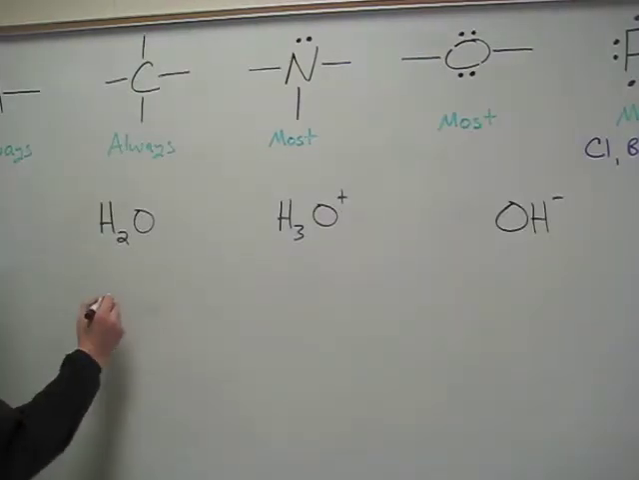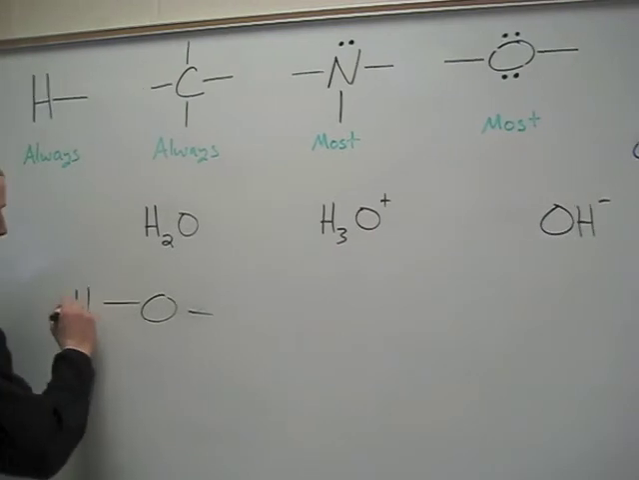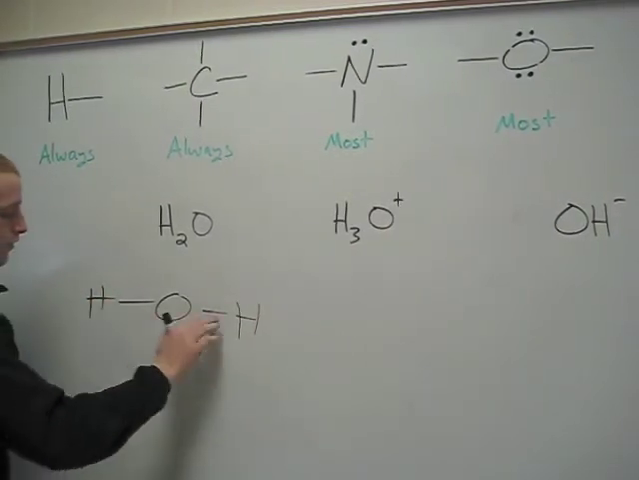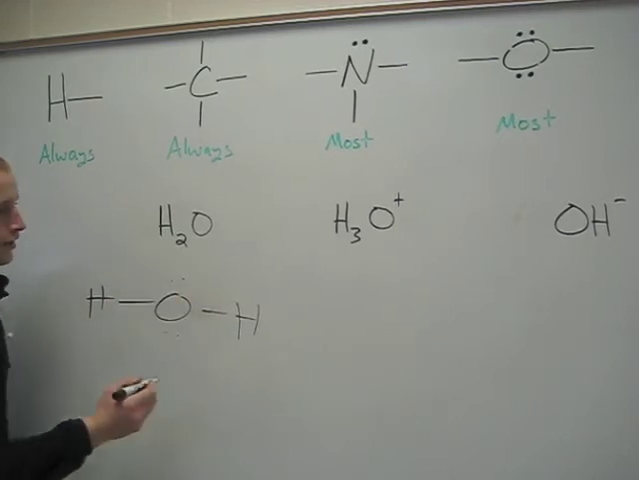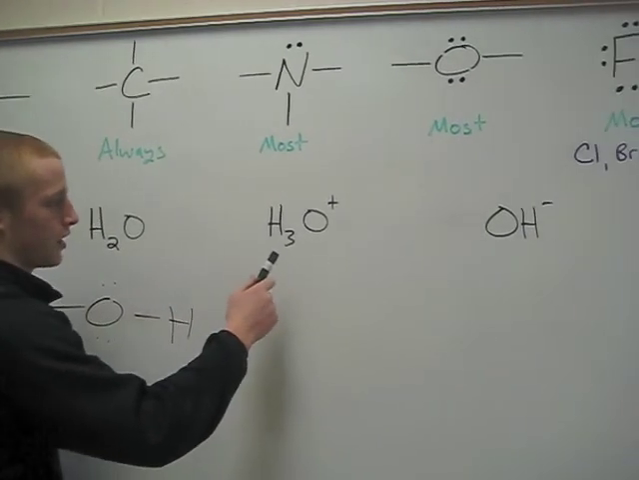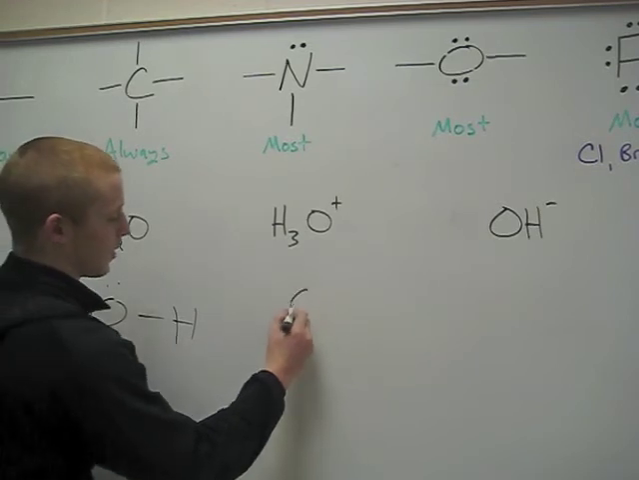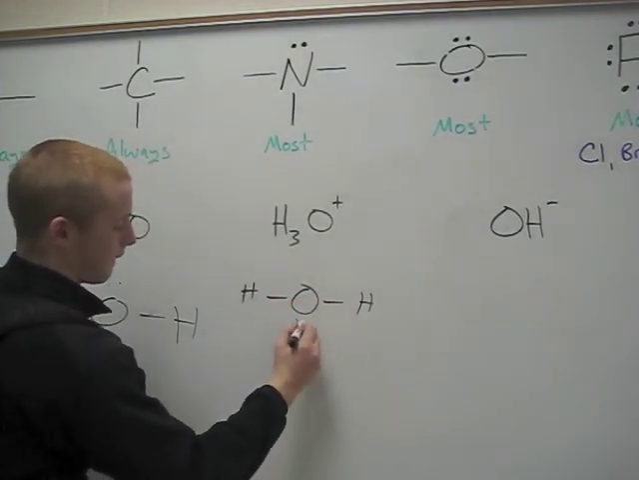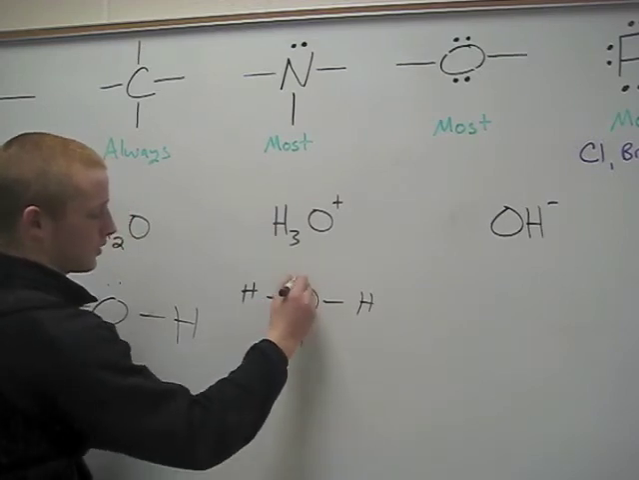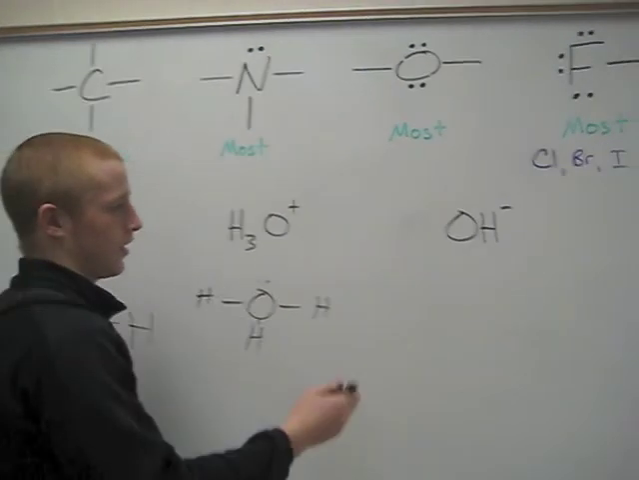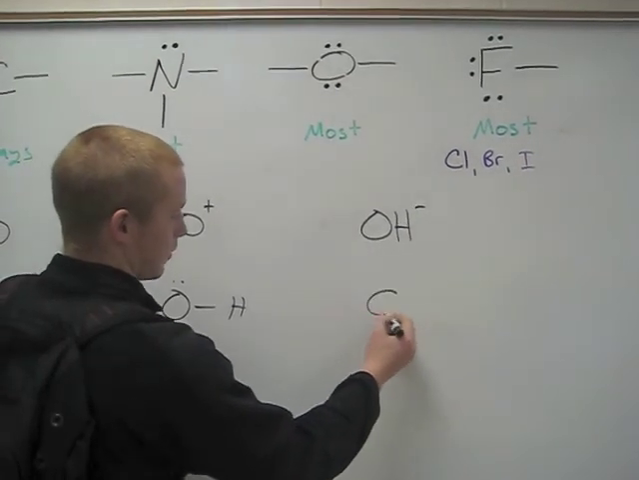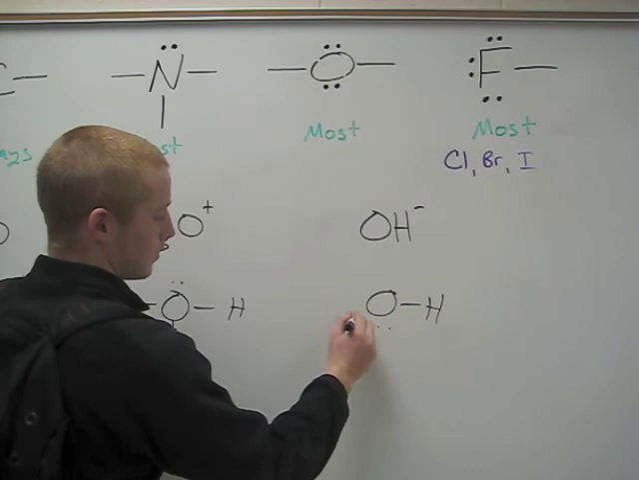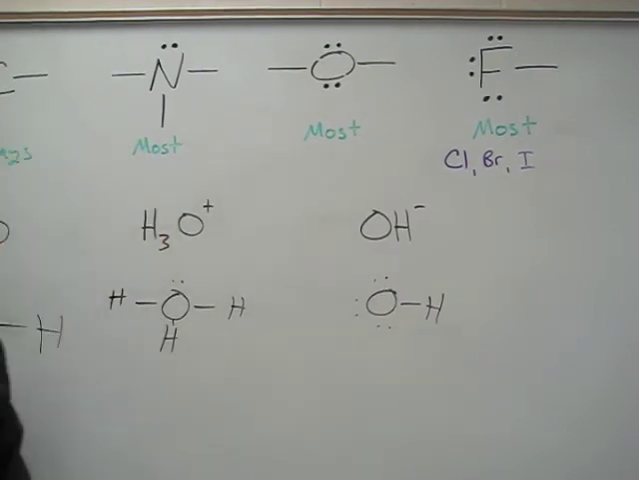H2O is going to look something like this, with the 2 hydrogen bonds on either side. Now the octet rule shows we have 2, 4, 6, 8, and now you're done. For H3O, it has a charge, so the bond is going to change. You're going to have oxygen here, with 3 bonds to hydrogen, and then 2, 4, 6, 8. Now you're done. And now for OH, you just have the O with 1 hydrogen bond, and that's only 2, so 4, 6, 8. Perfect.